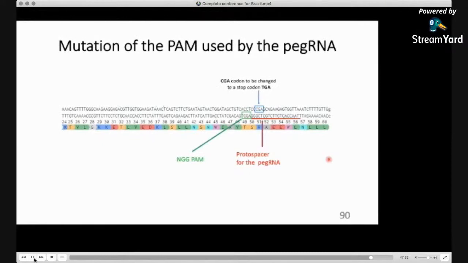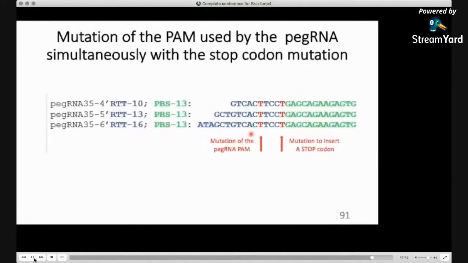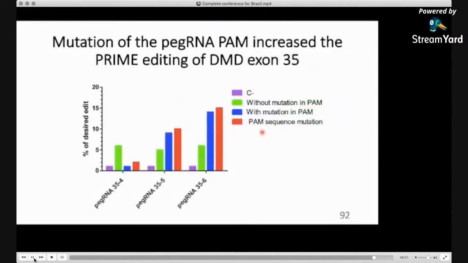A third method to improve the percentage of mutation in the target gene is to mutate the PAM used by the pegRNA. We thus designed pegRNAs that were not only able to introduce a stop codon mutation, but were also able to mutate simultaneously the PAM that they use. Mutation of the PAM used by the pegRNA improved the percentage of mutation in the stop codon for 2 of the 3 pegRNAs that we have tested.